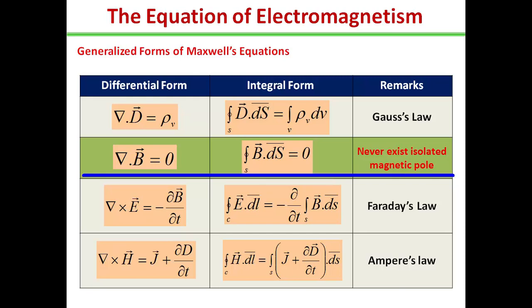So we can see the apparent lack of isolated magnetic poles in nature has a profound impact on the behavior of magnetic flux B and on the divergence of magnetic fields. You can see this in the table. Remark that isolated magnetic poles never exist. So we will discuss Gauss law of magnetostatics in more detail in this video.